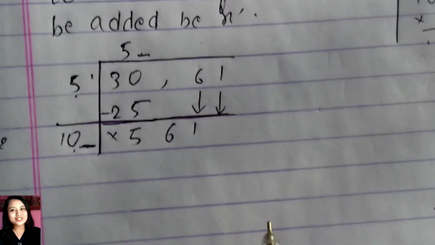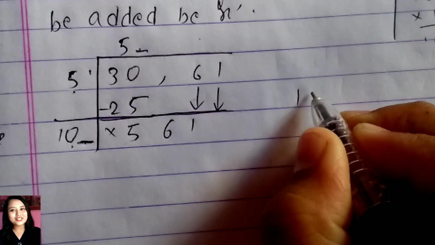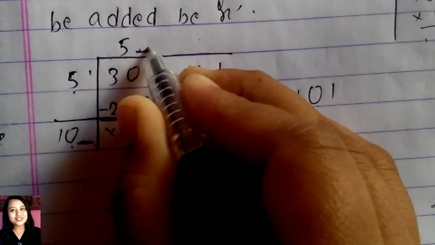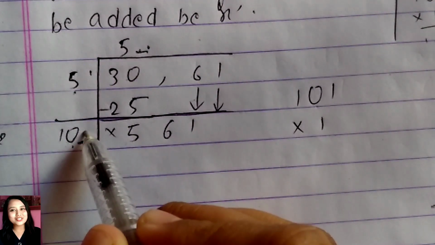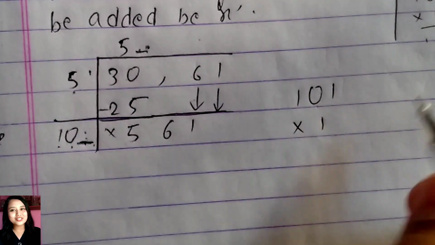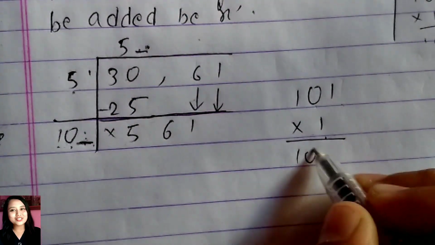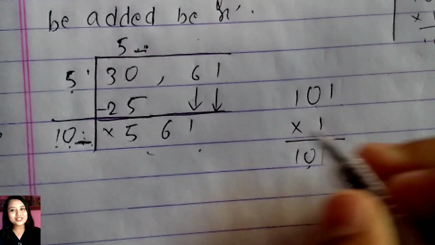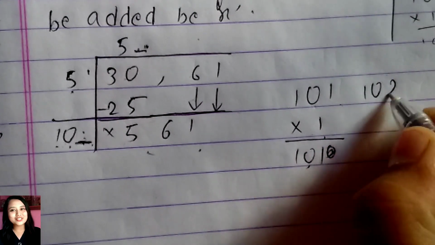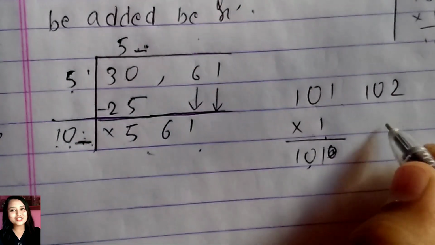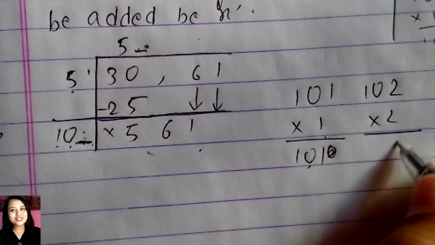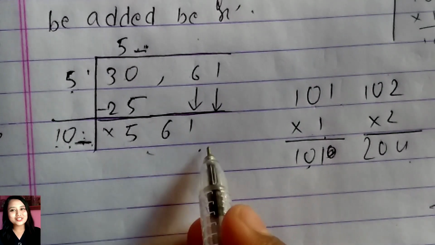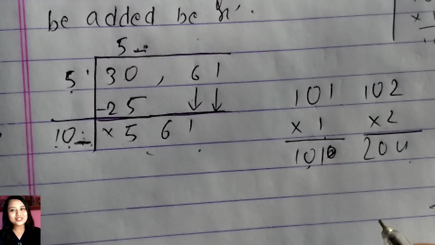Let's try with 1. When we write 101 into 1, whatever number is here will be multiplied by the same number. So 101 into 1 is 101 only, and it is not near 561. Again we take 102 into 2. 2 2s are 4 and 0 2s, 204. It is also not near 561.